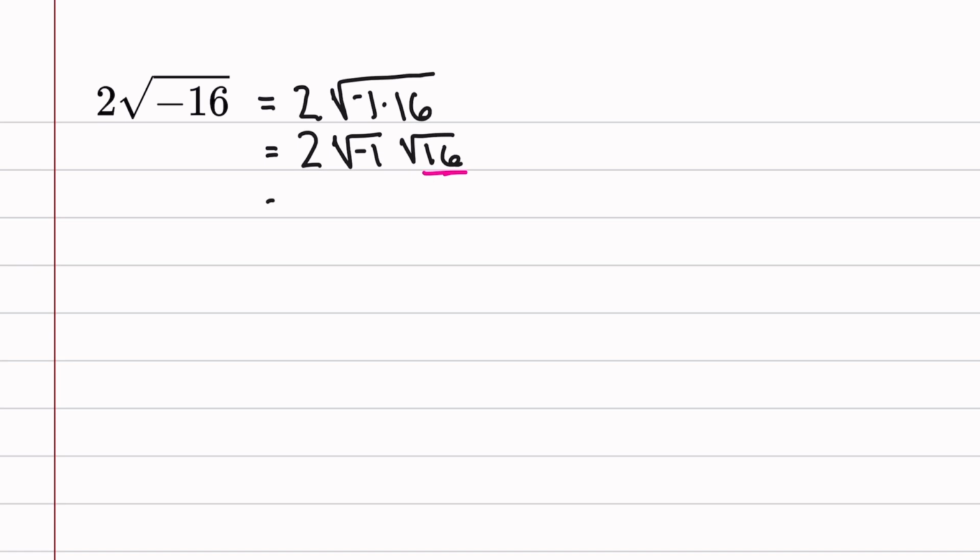What I'm left with is 2 times I times plus or minus the square root of 16, which is 4. But now I have 2 times I times plus or minus 4, so I need to simplify that by multiplying it out. And I'm left with plus or minus 8I.